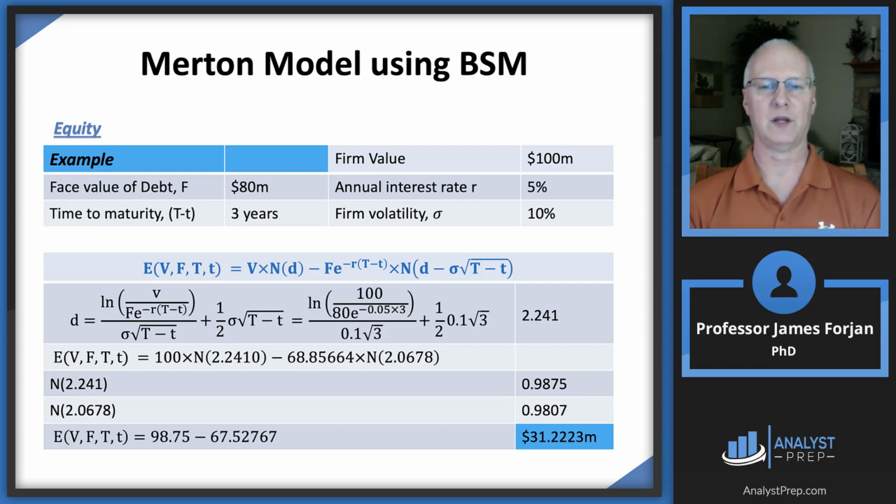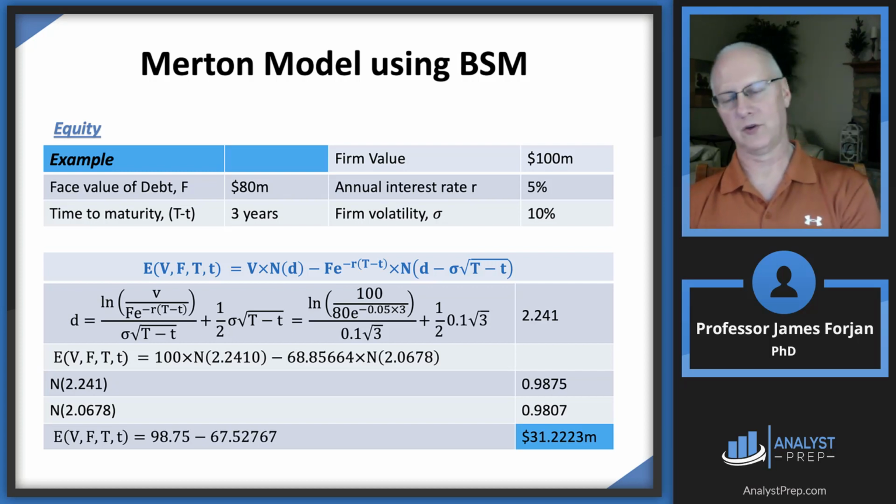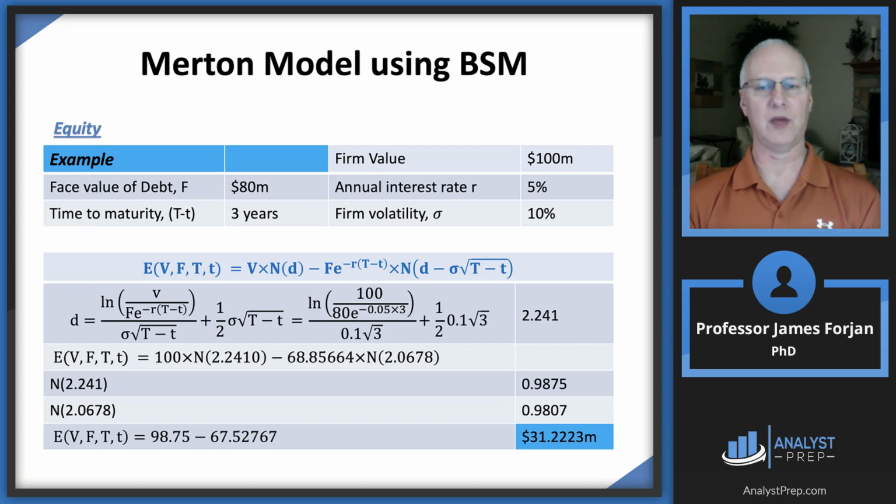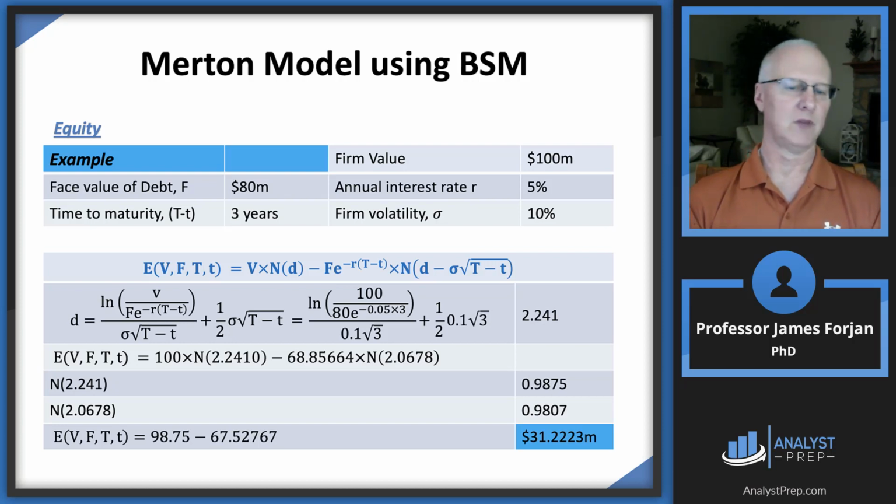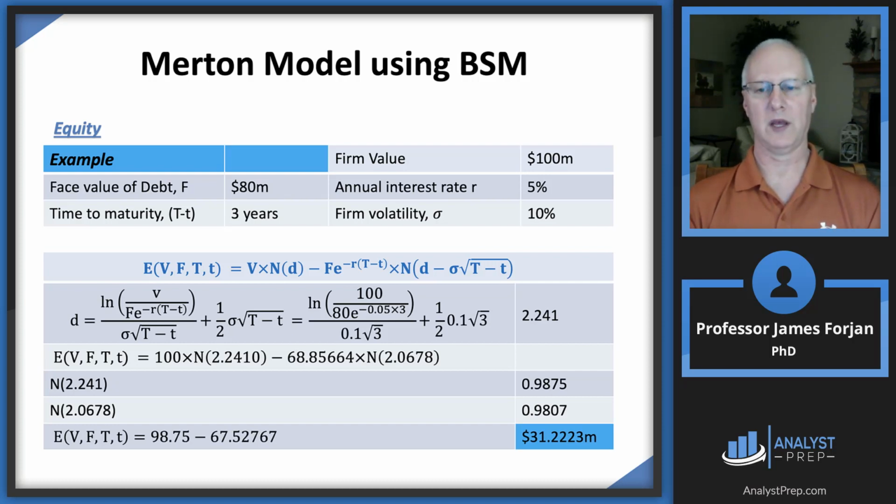And feel free to pause the video and get out your financial calculator or any calculator. Or maybe some of you guys are smart enough to do all that in your head. I certainly am not. And so you get a D of 2.241. We get out our Z table and we look up 2.241 on that table and we get 0.9875. And then we can come up with the second D, which is 2.0678, which translates into a probability of 0.9807. And so if we put those things into that equation there, we get, what is that, 98 minus 67? So the value of the equity here is about 31 million.